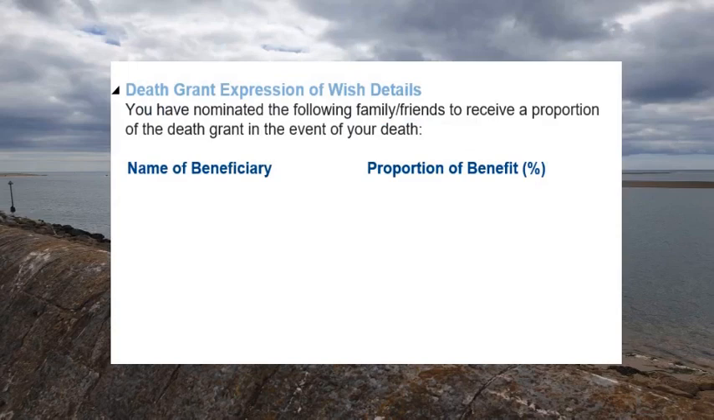If you have completed one of our expression of wish forms, your beneficiaries will be shown on this page. If you have not completed the expression of wish form, it can be completed through your member self-service portal.